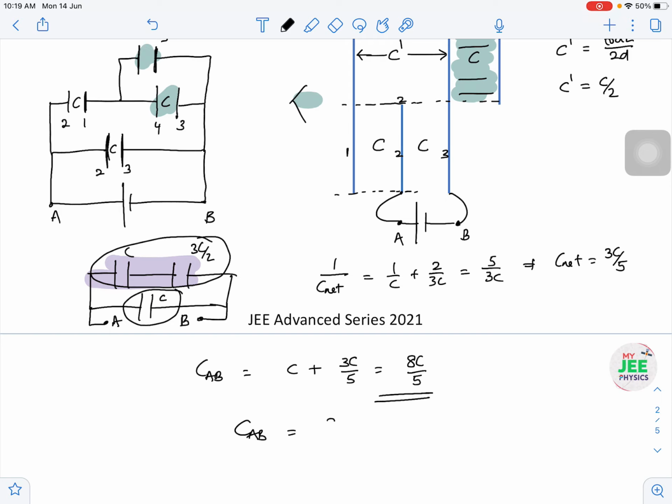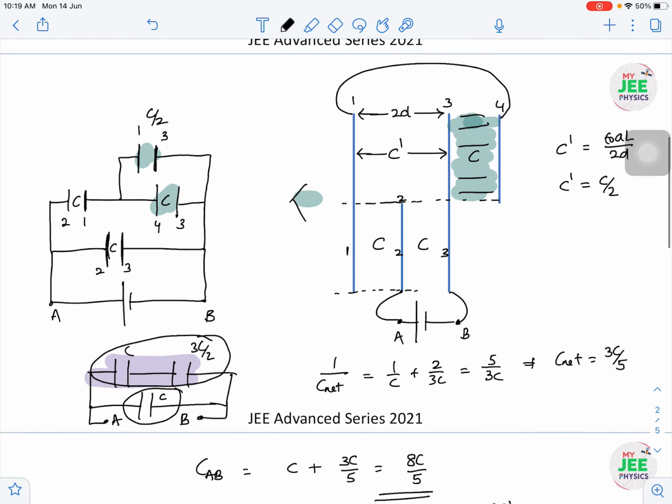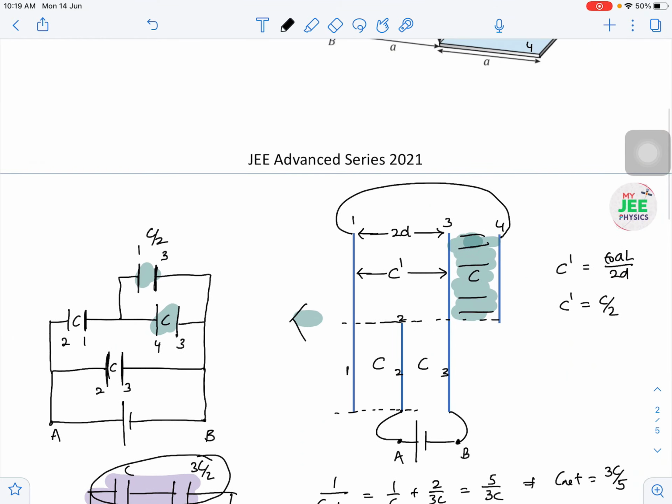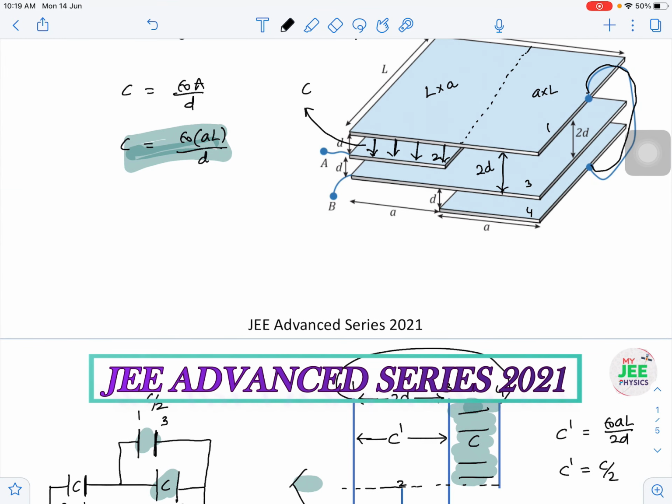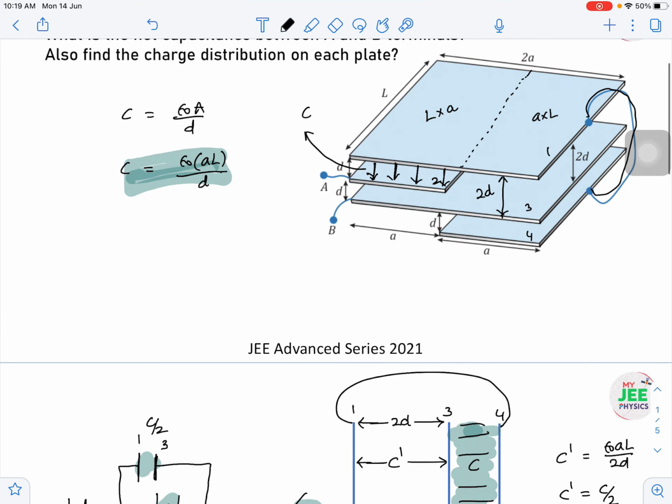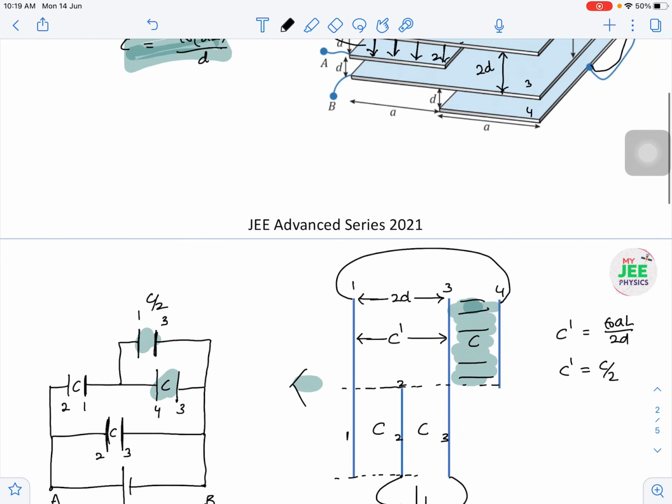The net capacitance I can write as 8 by 5 times epsilon naught A into L by D, because that is the C value we have taken, 8 epsilon naught AL by 5D. So actually this is the question they asked. Now by using this method, you can even identify the charges on the plates. You can even find out the charge distribution. So let us do that part also.